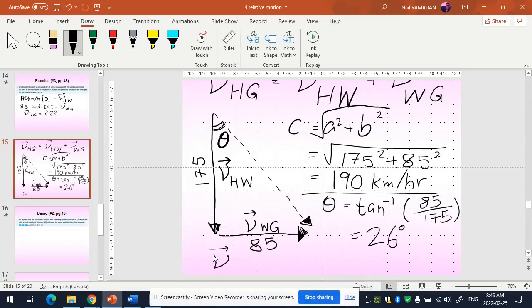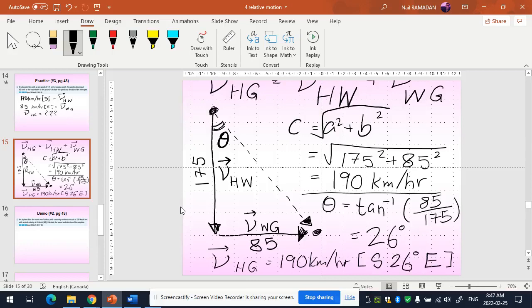So the final statement should be this. V helicopter ground equals 190 kilometers per hour. What should be the first direction according to that triangle? Remember, you're starting from here and you're ending here. Which direction first? Apparently, you had to go south first and then veer what? East. Perfect. So south, east, 26. Done. Now let's do a problem where things are not perpendicular anymore.